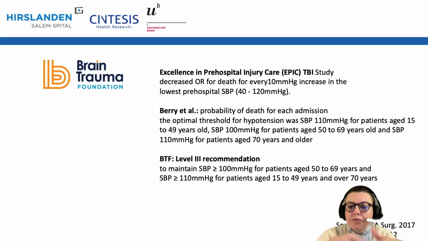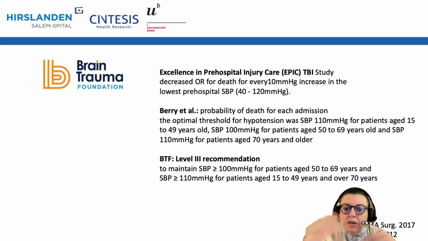So basically what they found is that an SBP higher than the traditional definition of hypotension was required for TBI patients. This means that for patients between 15 and 49 years old, the optimal threshold is a systolic blood pressure of 110. And for patients aged 50 to 69, the optimal blood pressure would be 100 millimeters of mercury for the systolic blood pressure.